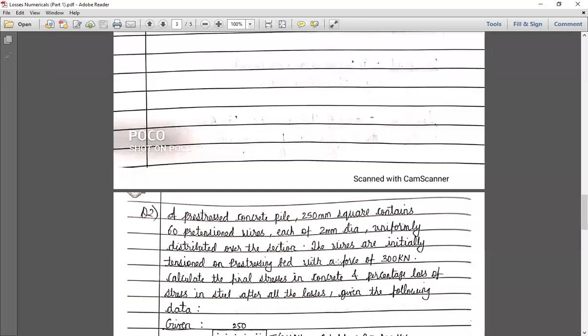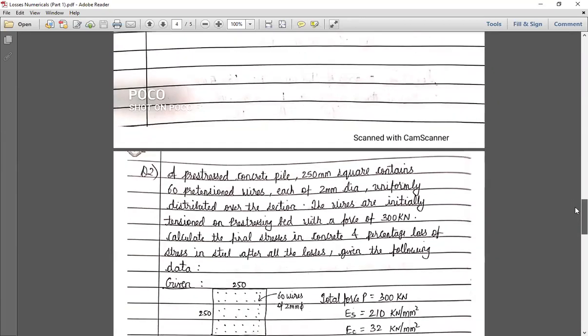So what does it say? A pre-stressed concrete pile 250 mm square contains 60 pre-tensioned wires, each of 2 mm diameter, uniformly distributed over the section. Now the wires are initially tensioned on the pre-stressing bed with a force of 300 kilonewton. So force is given to us in the question. Next, calculate the final stresses in concrete and the percentage loss of stress in steel after all the losses, given the following data.